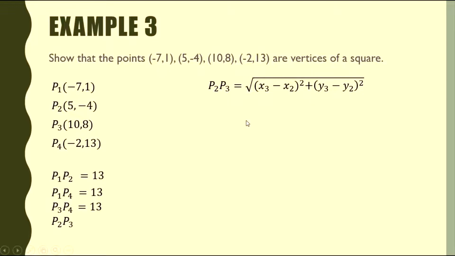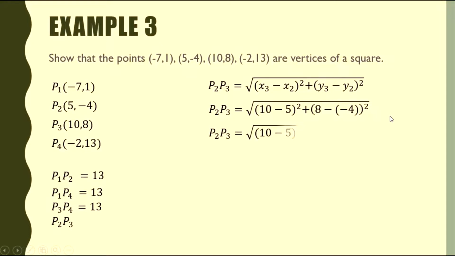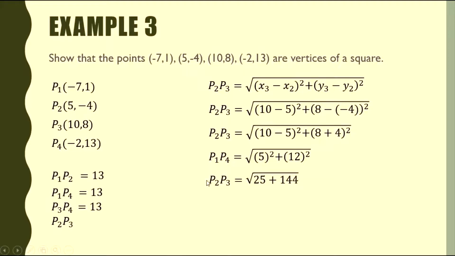Now substitute that in the formula, we will have square root of 10 minus 5 squared plus 8 minus negative 4 squared. Now simplifying these values, we will have square root of 10 minus 5 squared plus 8 plus 4 squared. Now subtracting and adding these values, we'll have square root of 5 squared plus 12 squared. And that is equivalent to having square root of 25 plus 144.